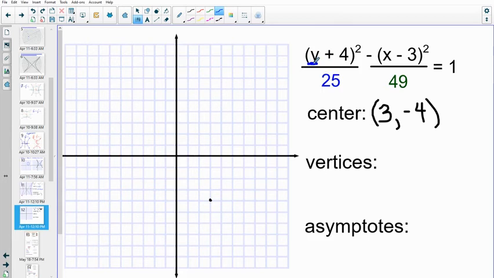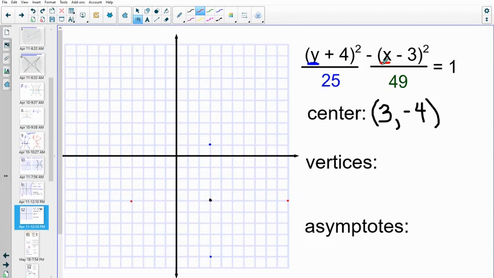I'm going to start with my y term, my vertical. The denominator is 25, which is 5 squared. So I'll count up 1, 2, 3, 4, 5. Again, because I'm looking at the y term, I'm thinking vertically, 1, 2, 3, 4, 5 from the center. And then when I go to the x term, my denominator is 49, so I'll count off 7, the square root of 49. 1, 2, 3, 4, 5, 6, 7, all the way to the edge of my graph paper. 2, 3, 4, right there.